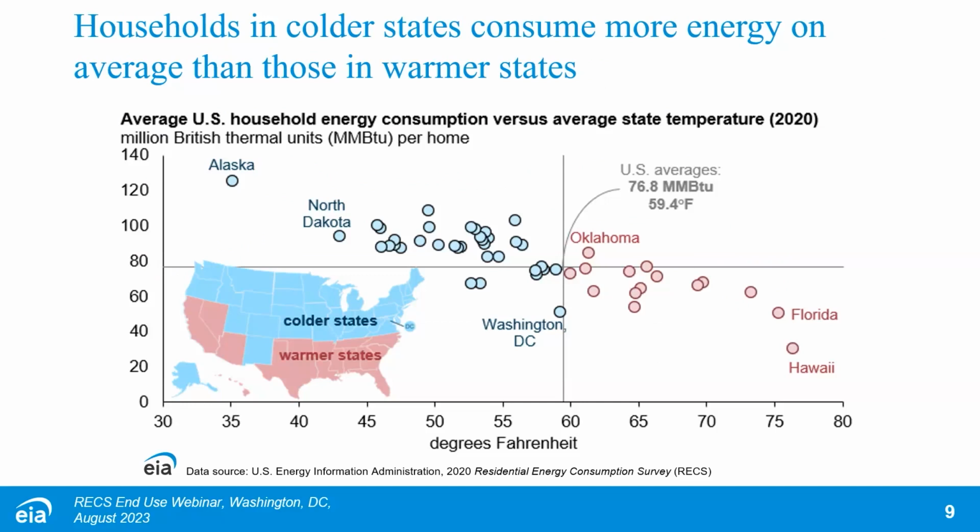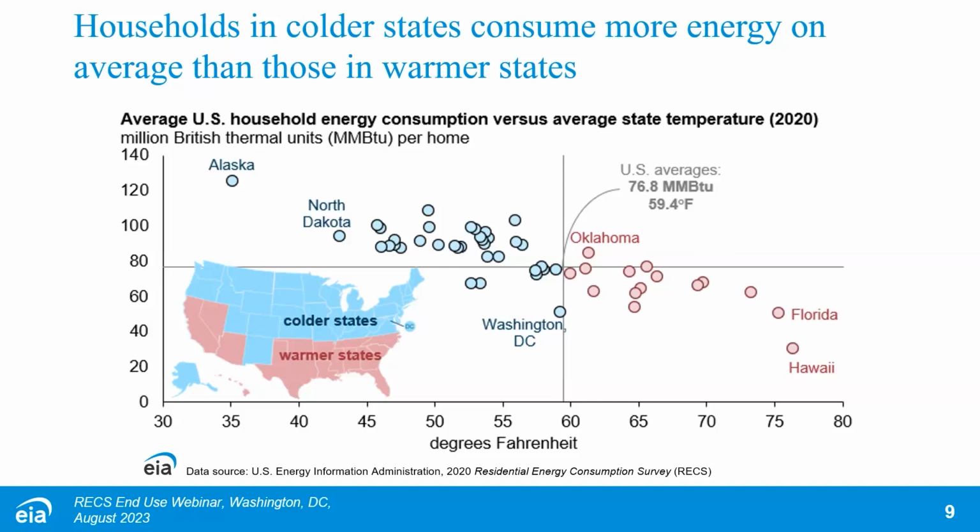So as you can see, in the bottom right-hand corner of this graphic, Hawaii was the warmest state, using an average of 30.3 million BTU of energy per household. Only 6% of homes in Hawaii were heated, and just 57% of households used air conditioning equipment.